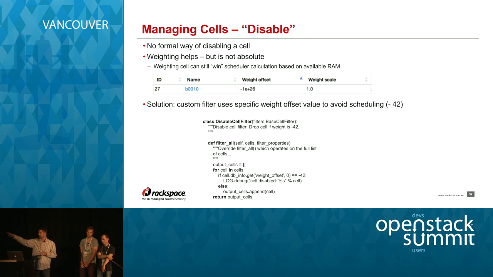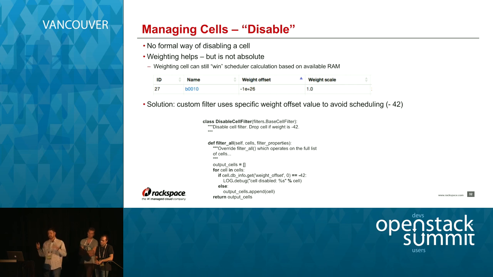So we cooked up, and this is kind of a dirty hack right now, we're trying to come up with a better way, a special filter that, instead of specifying a big value, specifies a specific value. Anytime we now put -42 on a cell, our scheduler knows: don't send anything, move on, go somewhere else. I pasted the bulk of that code in here. The slides will be up later, I think we'll post them, yes.